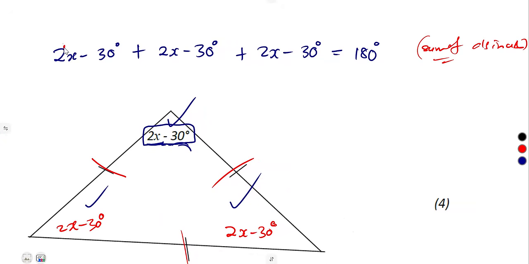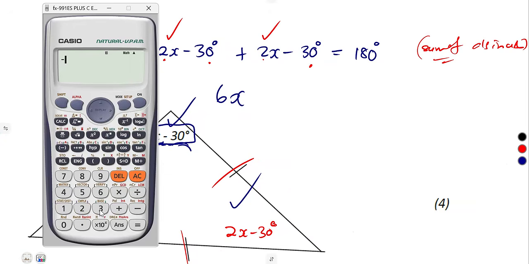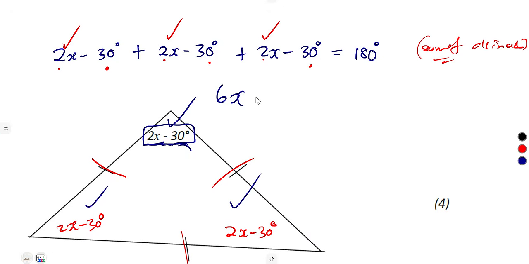We've got variables here, 2x plus 2x plus 2x. So 2 plus 2 plus 2, which is what? 6. So that's 6x. We combine the numbers that we are given: minus 30, minus 30, minus 30. All right, that's minus 90 degrees. We subtract 30 degrees, we subtract another 30. That's what? A minus 90. So that's minus 90 degrees equal to 180 degrees.